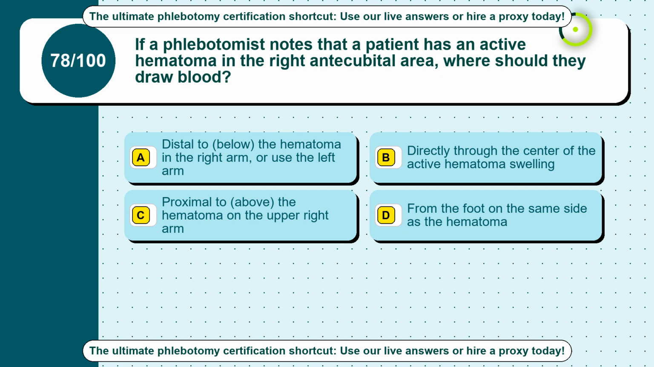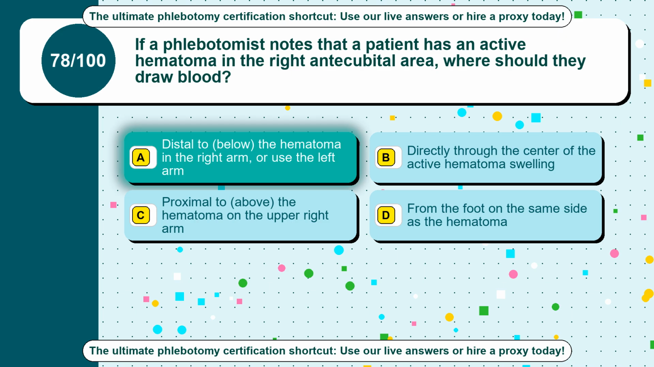Option A. Distal to, below, the hematoma in the right arm, or use the left arm. Option B. Directly through the center of the active hematoma swelling. Option C. Proximal to, above, the hematoma on the upper right arm. Option D. From the foot on the same side as the hematoma. The correct answer is option A.